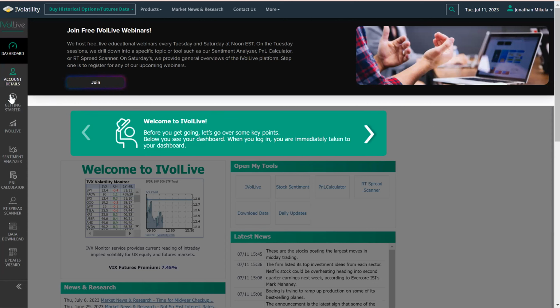On these Tuesday sessions, we tend to focus on one of these tools, whether that's IVolLive, sentiment analyzer, P&L calculator, or real-time spread scanner, or even data download.